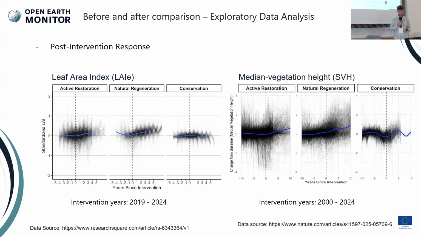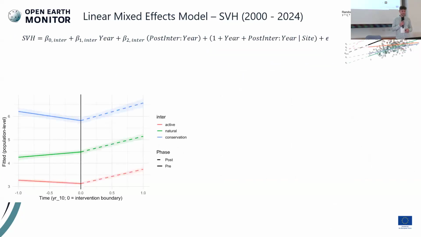The same you can do for a bit longer time series. This is the median vegetation height, or SVH, short vegetation height product, which gives you, if you think about the vertical profile of vegetation, where the median of this vertical profile is sort of the mass of the density. And also here we see these slight increases across all the different projects. But now we want to quantify this a little bit.